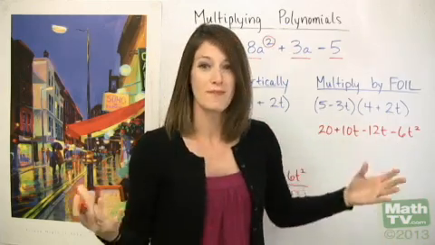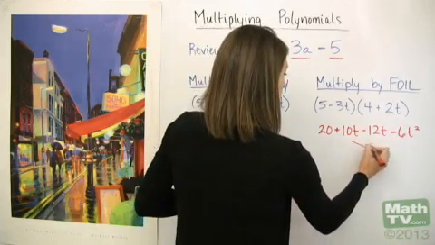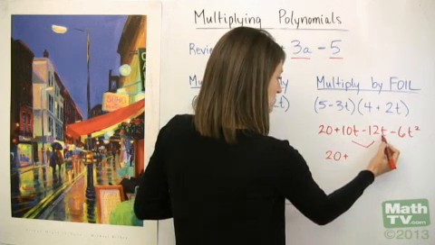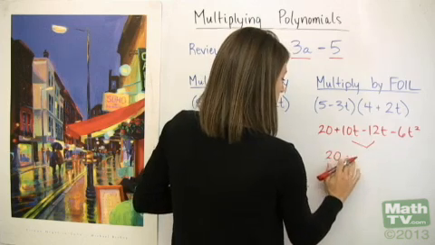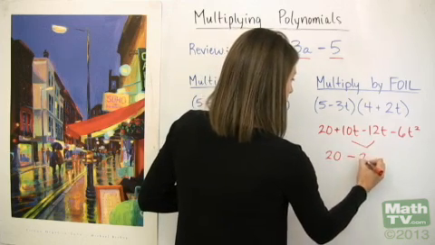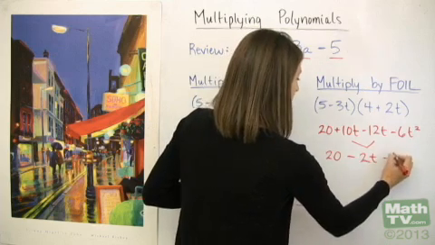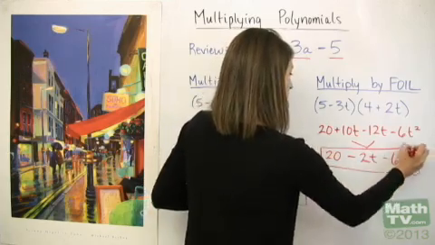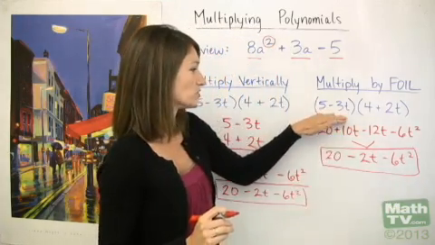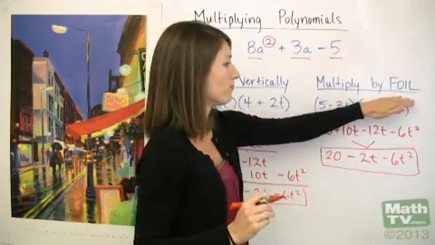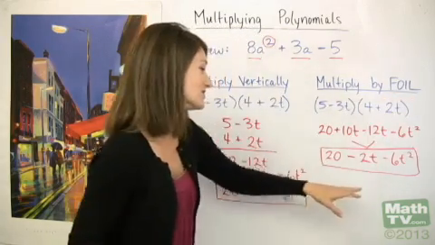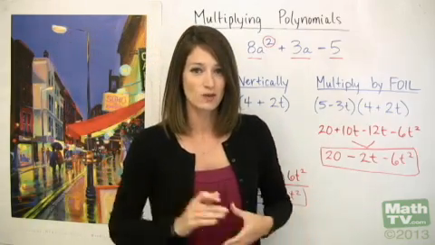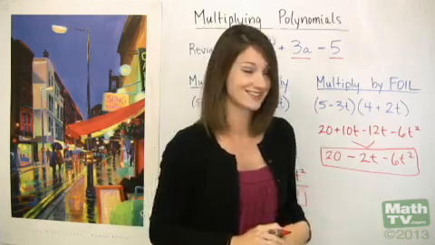Now all we have to do is combine similar terms. We have 2 here in the middle. So we have 20 plus 10t minus 12t, which is negative 2t, and then negative 6t squared finishes it up. So this is our product when we multiply these 2 polynomials by our method of FOIL. So as you can see, our answers are the same even though we use 2 different methods. Let's move on and we'll talk about some special products.